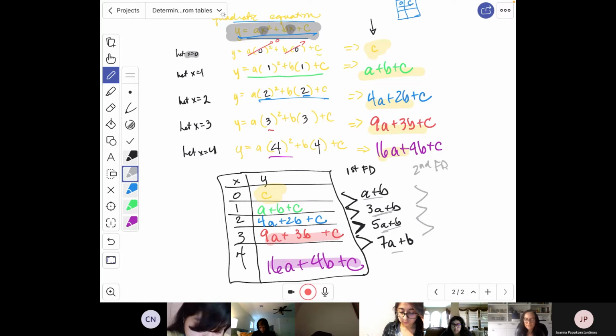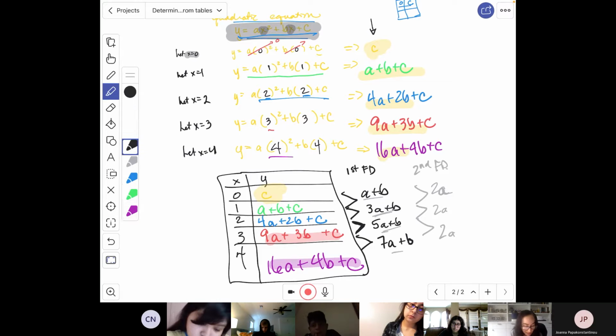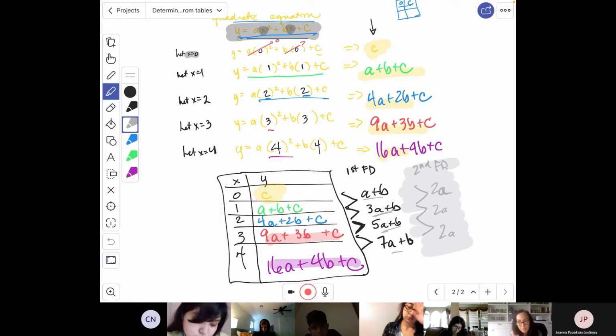Do we have the second finite difference? There's a difference of 2A in between each. Every single one of them is 2A. That is absolutely correct. Can everybody see how this is 2A? 7A minus 5A is 2A. B minus B, gone. 5A minus 3A is 2A. B minus B is gone. So you have just derived what the second finite difference for every quadratic equation is.